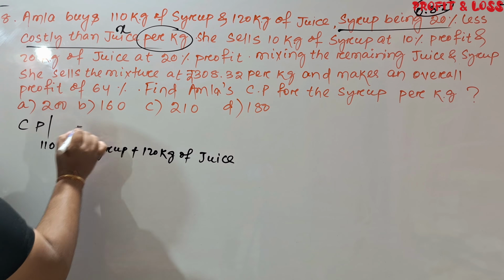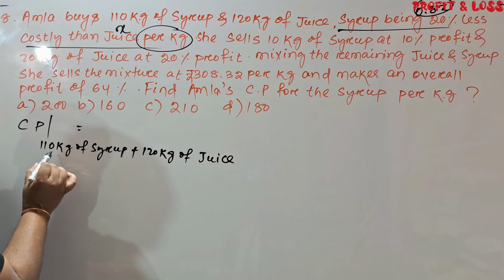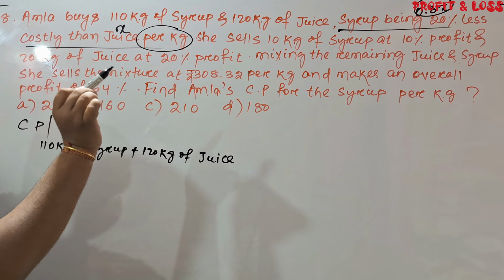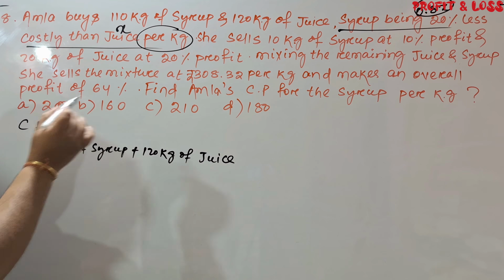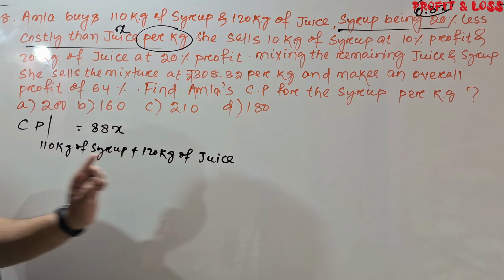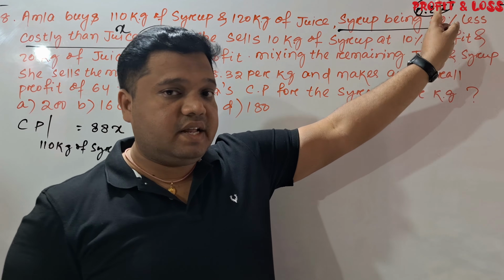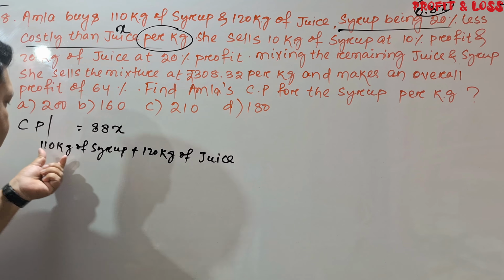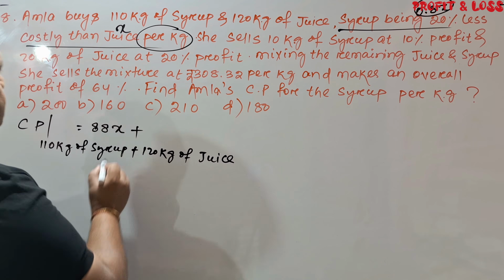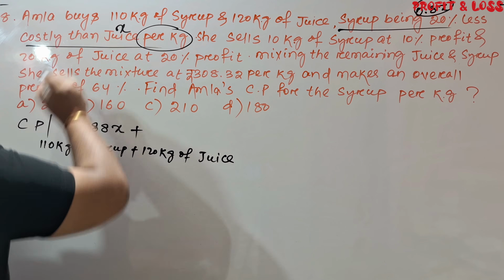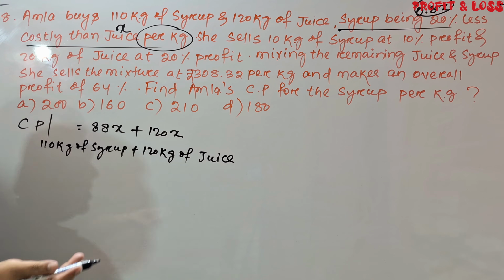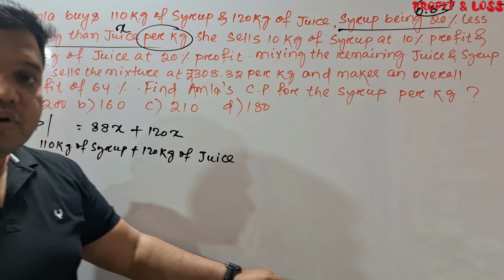Okay, so how to find the cost price? 1 kg of syrup is 0.8x. The point and this 0 get cancelled. 8 into 11, 88x. So I assume the cost price of 1 kg of syrup is 0.8x, and the cost price of 110 kg of syrup is 88x. Similarly, cost price of 1 kg of juice I assume x, then 120 kg is 120x. So this is the cost price. I don't know what x is. At the end I am going to find it.